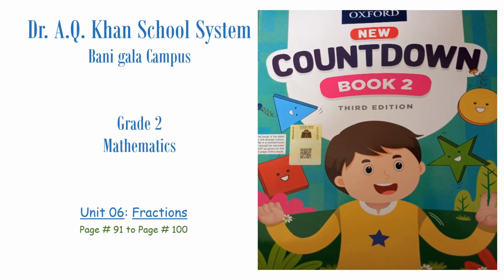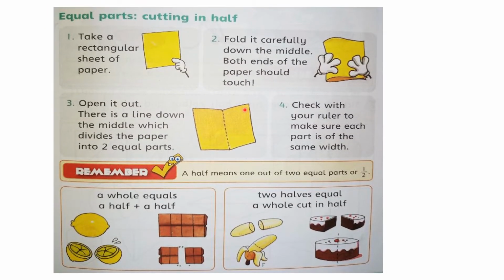We are going to start a new chapter today, which is unit number 6, fractions, and that is from page number 91 to page 100. So let's start. Open your book, page number 91. Okay, we are going to study about equal parts, cutting in half.